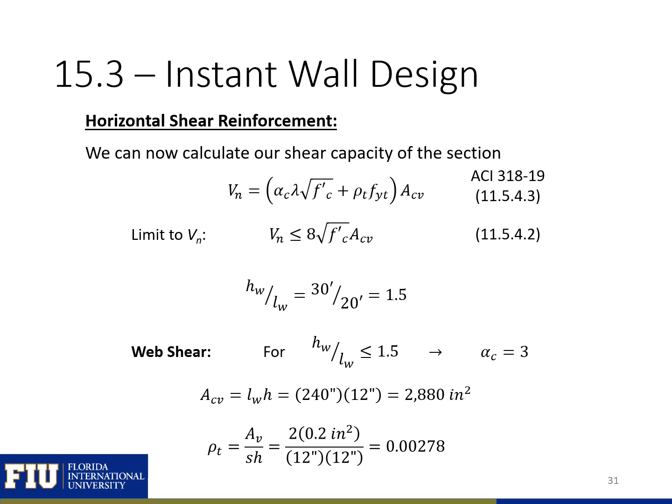We can calculate our shear capacity of the section using our Vn expression from ACI 318. You can see here our hw to lw, or height to width ratio, is 1.5. So for an hw to lw ratio less than or equal to 1.5, we'll have an alpha c factor of 3. The area of our wall is just the length of the wall times the thickness, so 240 inches times 12, or 2,880 square inches. And then our reinforcement ratio is just 2 times 0.2 times 12 inches over 12 inches, which will be 0.00278.